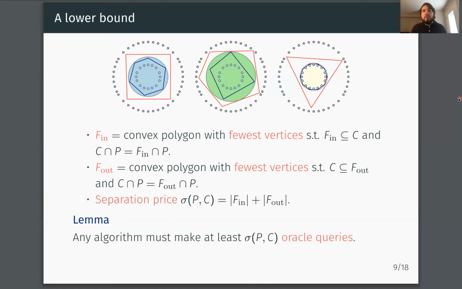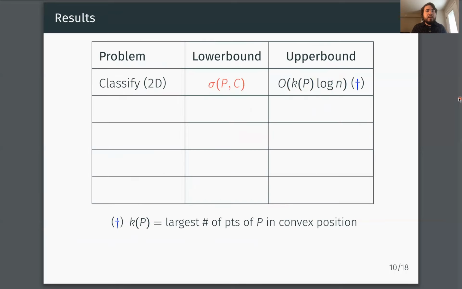So with that, I'm going to dive into the results that we have. The first problem we studied is this classification problem in 2D, where again, the lower bound on the problem is the separation price sigma PC. And the algorithm that we had first is a greedy algorithm, which uses k log n queries, where k, or k_P, is the largest number of points of P in convex position. A set of points are in convex position if you take the convex hull of the points, and every point is a vertex of the convex hull, or equivalently, if no point is a convex combination of the others.